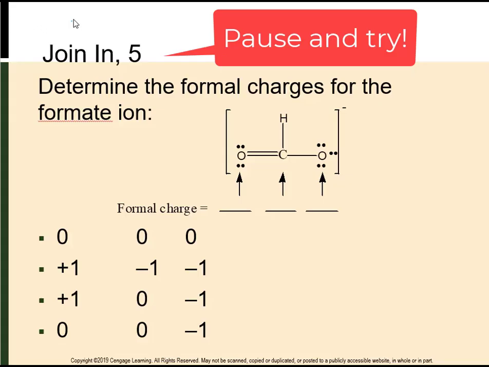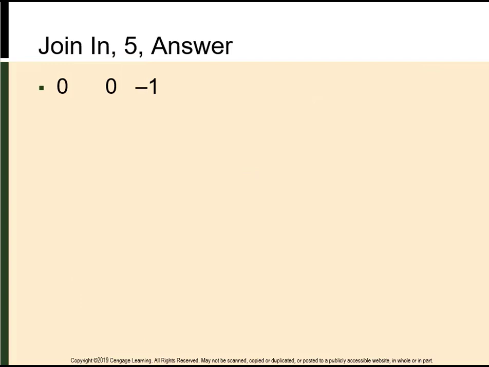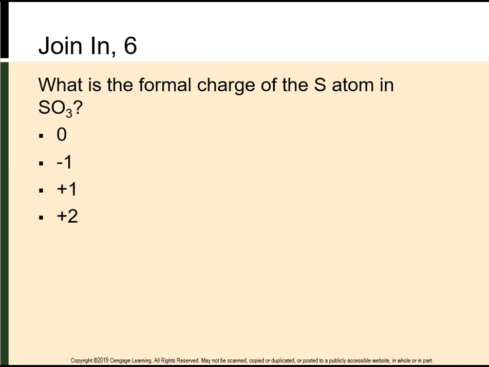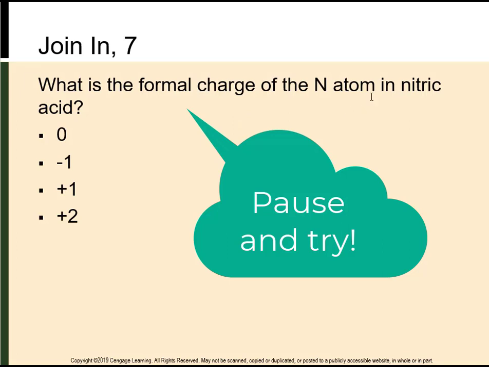Why don't you try pausing the recording and try to determine the formal charges for the formate ion below. How about this one? What is the formal charge of the S atom in SO3? Take a second to draw it. Hopefully you got +2. What about the N atom in nitric acid? And the formula is HNO3 if you couldn't remember. So draw this out, find the formal charge on the N atom.